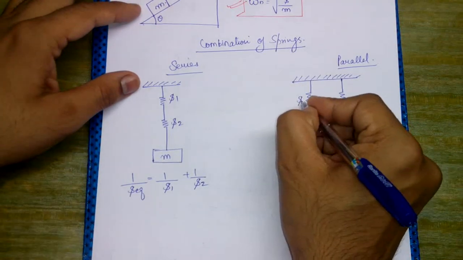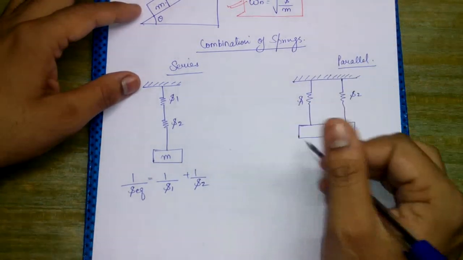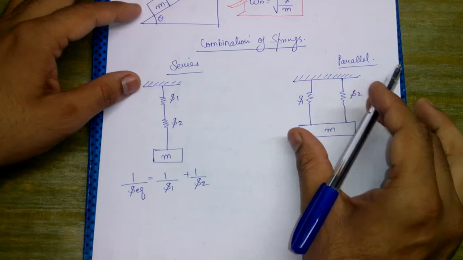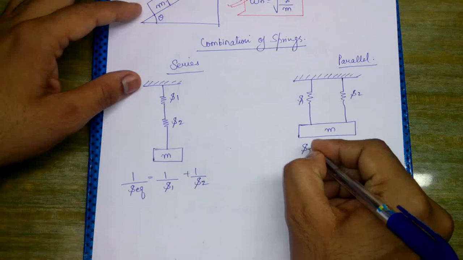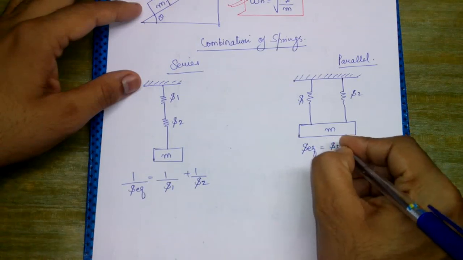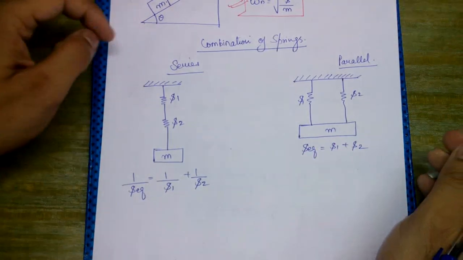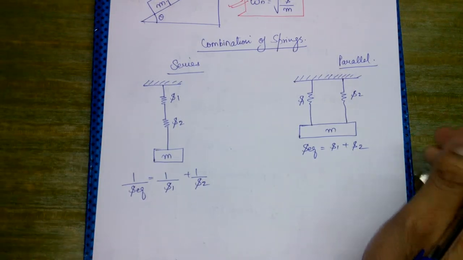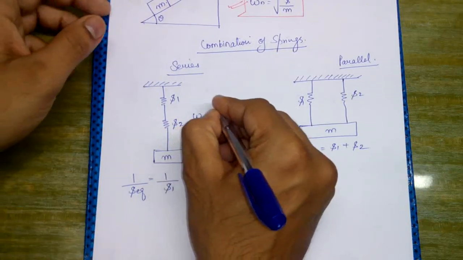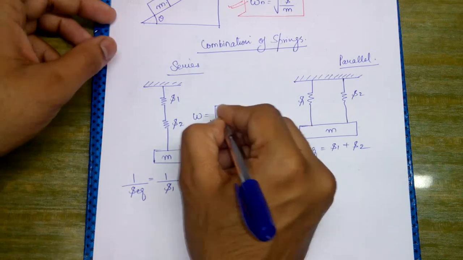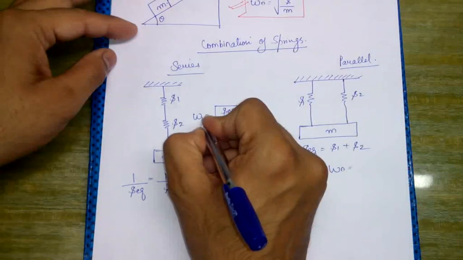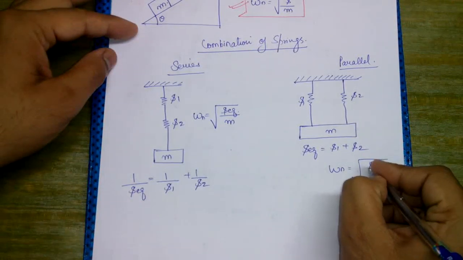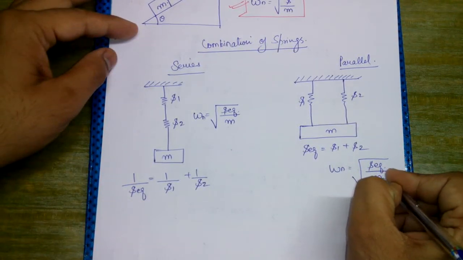ओके, दिस इज S1, दिस इज S2. सो यहाँ पर रिवर्स फॉर्मूला लगा दीजिए. रेजिस्टेंस का सीरीज का फॉर्मूला होता था वो यहाँ पे इसके पैरेलल का फॉर्मूला हो जाएगा. तो S equivalent is equal to S1 plus S2. तो यहाँ जो ओमेगा हो जाएगा, omega is equal to under root S equivalent upon M. यहाँ पर भी जो ओमेगा n का फॉर्मूला हो जाएगा नेचुरल फ्रीक्वेंसी का अंडर रूट S equivalent by M.